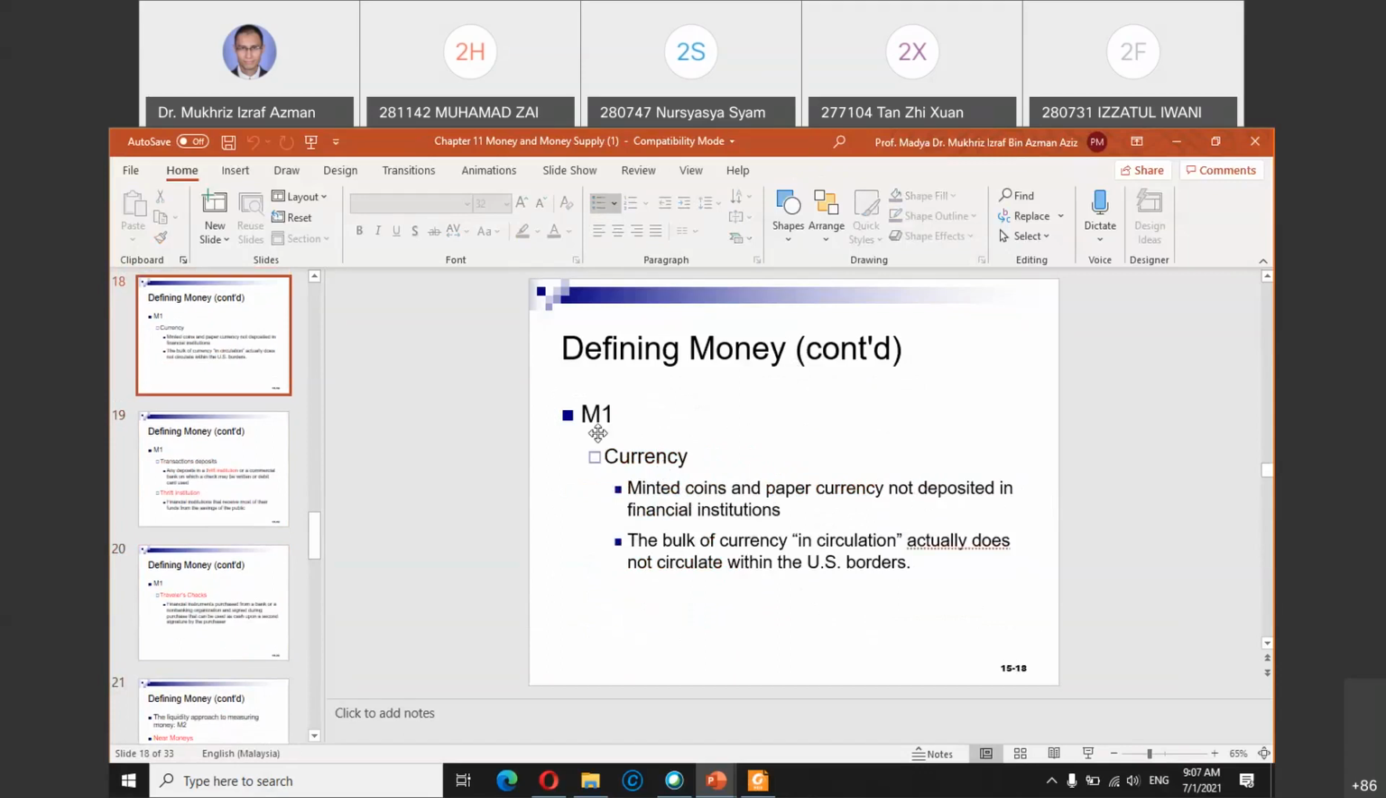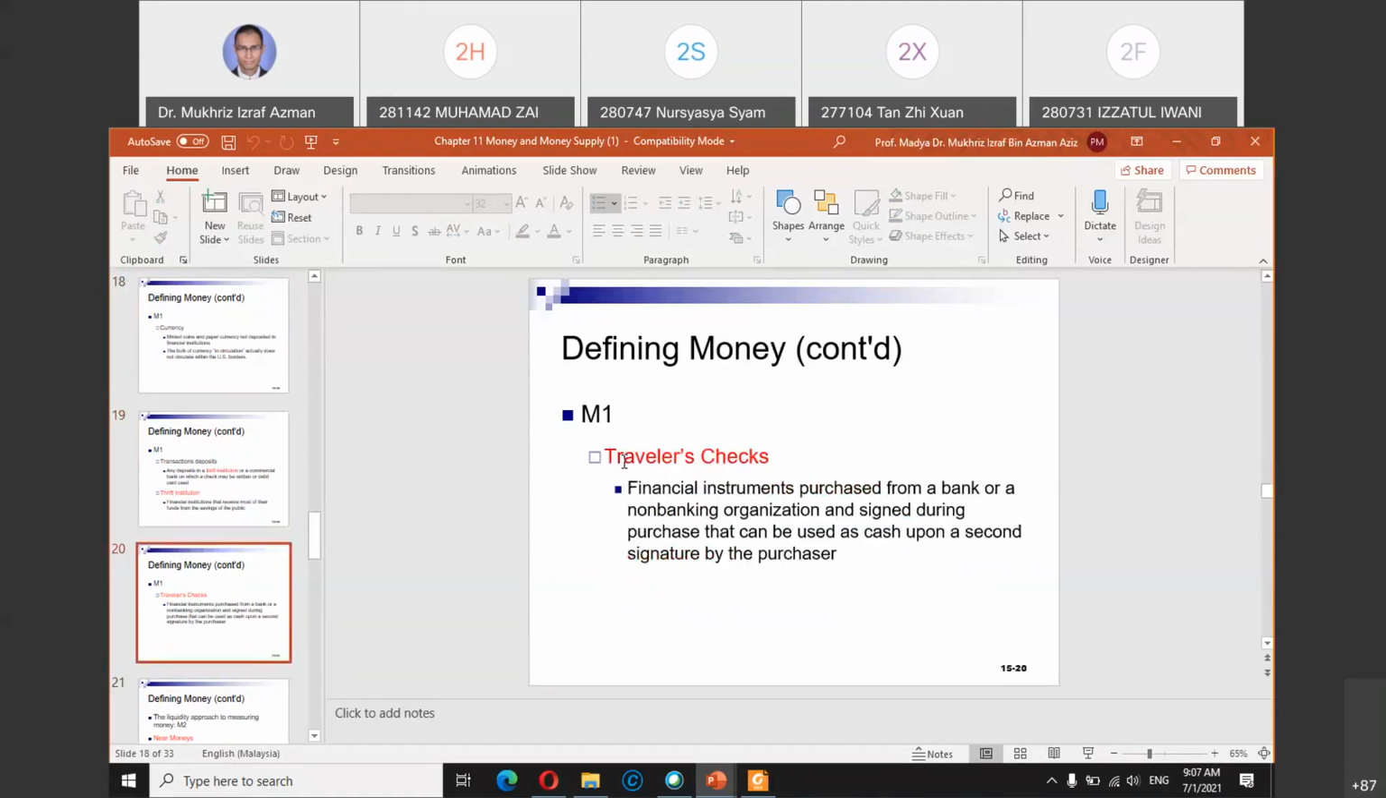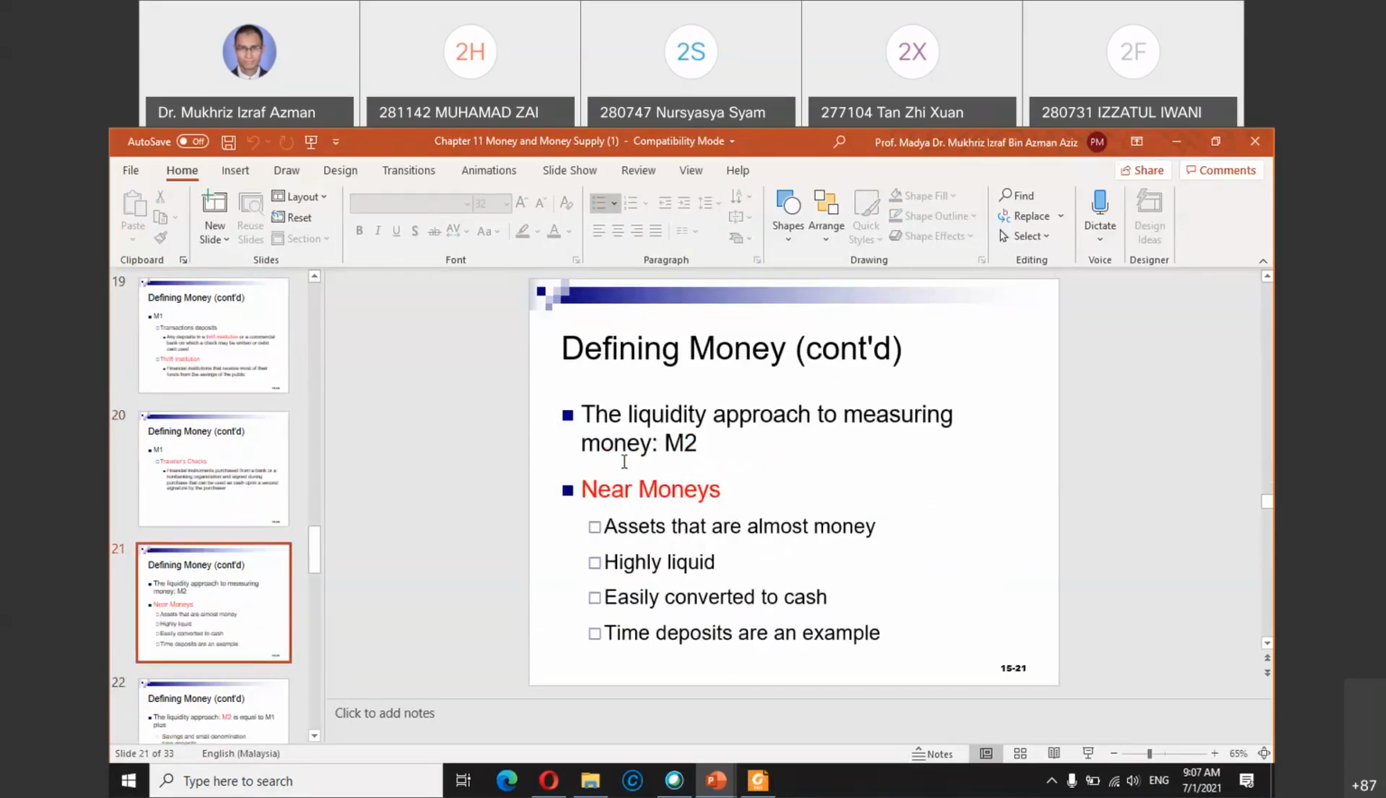Okay, that is M1. Then the second definition, or another category of money, is M2, what we call near monies. They are almost money. It is very liquid also, but not as liquid as M1, but you can convert it easily to cash. Time deposits are an example. A time deposit is, for example, a fixed deposit, or money that you put in the bank.